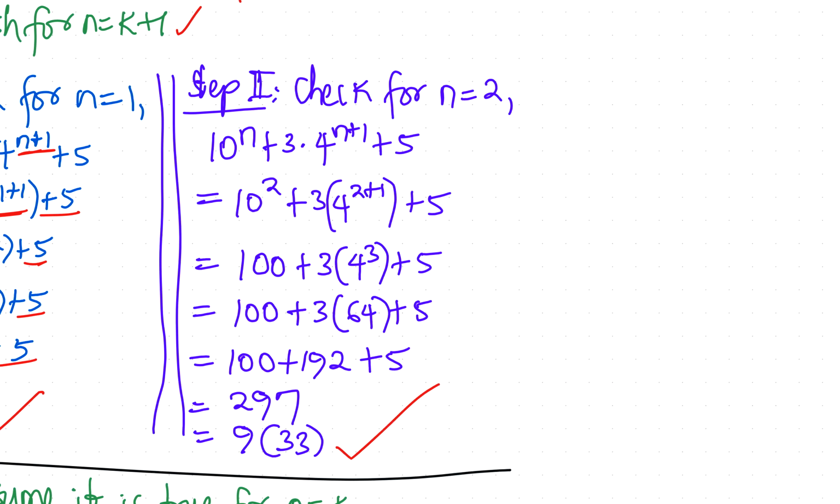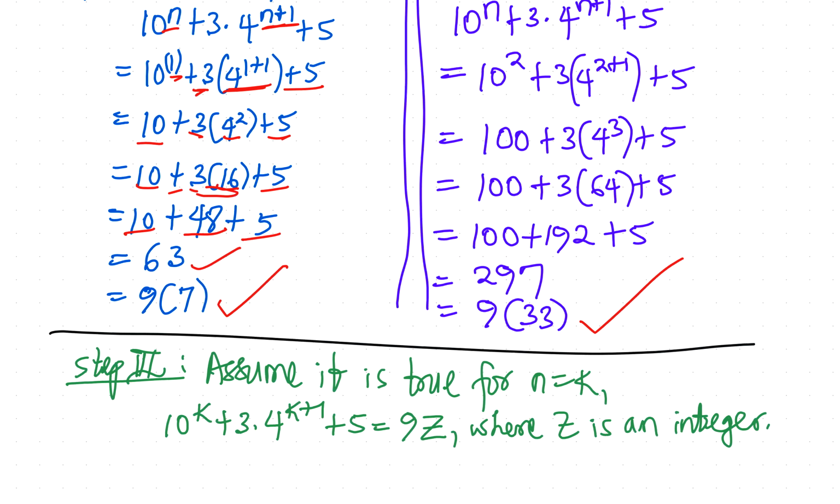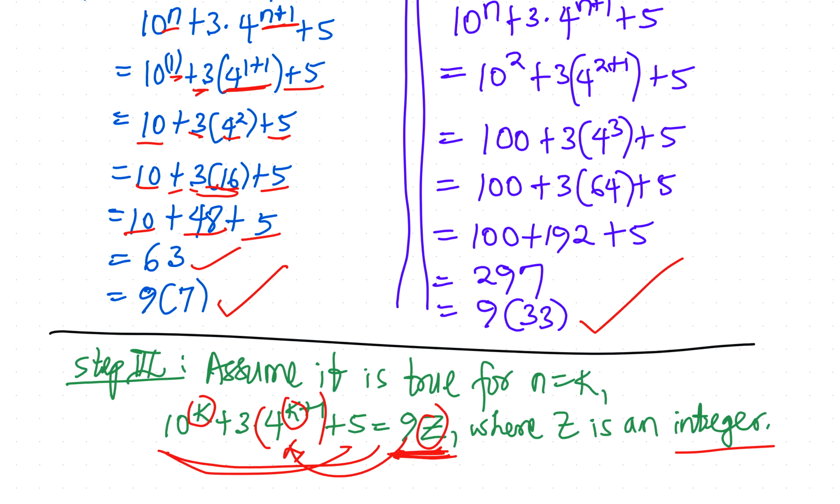For step 3, all you have to do is to assume. Assume it is true for n equals k. That means 10 raised to the power k, instead of n now you put k, plus 3 times 4 raised to the power k plus 1, plus 5, is equal to 9z. This is the assumption, that this expression is equal to 9z, where z is an integer. That is what it means for something to be divisible: if you divide that expression by 9, you will get an integer. So if 9 goes here, you get z, which is an integer. So you assume for n equals k.